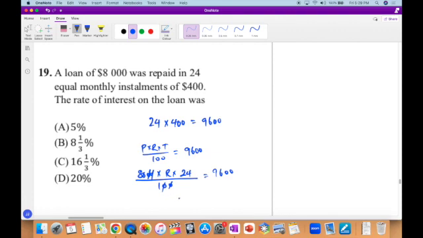So that means that 80 times 24 is about 1920R. That is 9,600. So the rate will be 9,600 divided by 1920. And I think this works out to about 5%.